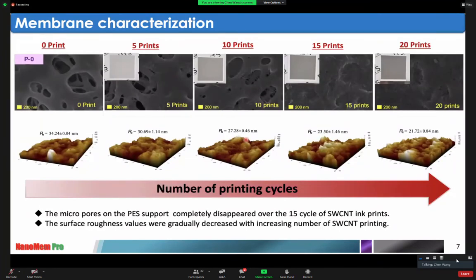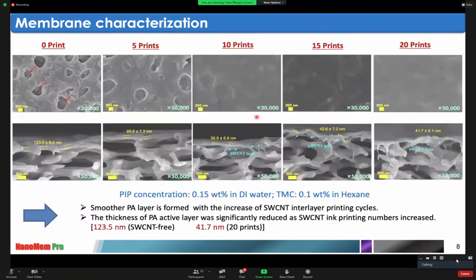Here are the membrane characterizations of the PES membrane printed with SWCNT. It's clear from the surface morphology of the SEM images that with the increase of SWCNT prints, the membrane surface was gradually covered with SWCNT. When the prints reached 15, the membrane surface was fully covered. From the AFM images, it's clear that with the increase of the SWCNT prints, the membrane surface roughness decreased. Here are the SEM images of the final TFC membrane.